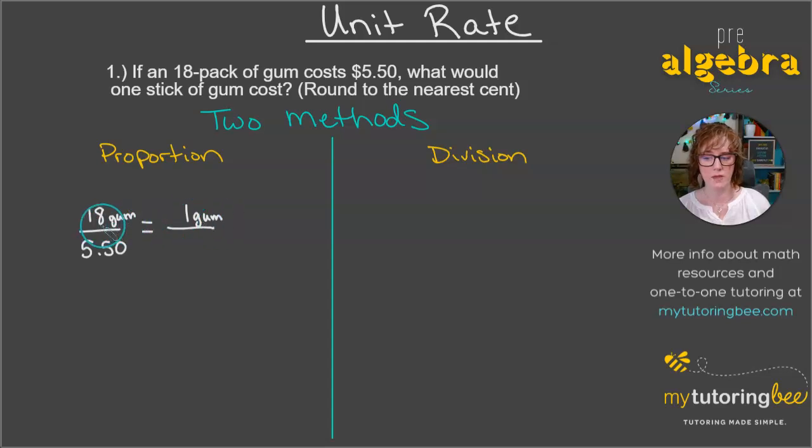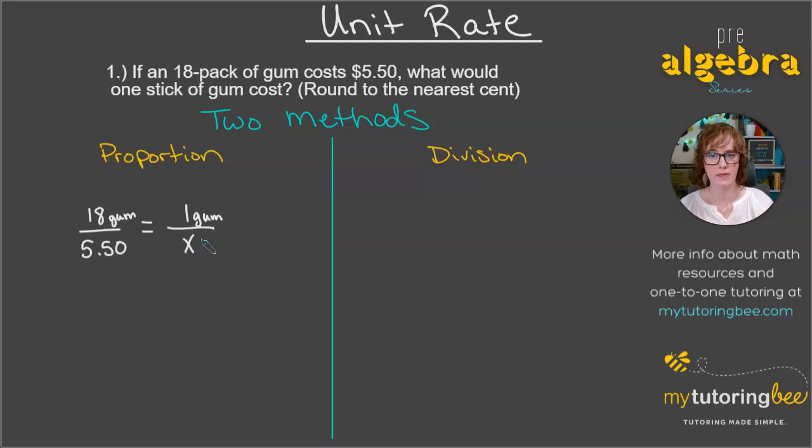So we have the total amount of the thing and the cost together in one fraction, but then in each numerator, we have the same type of item. So in this case, it's both gum. And then that means that down here would have to be the unit rate cost of that one stick of gum. We don't know that one, so that's where we're going to put our variable. You can use x, you can use whatever variable you want.